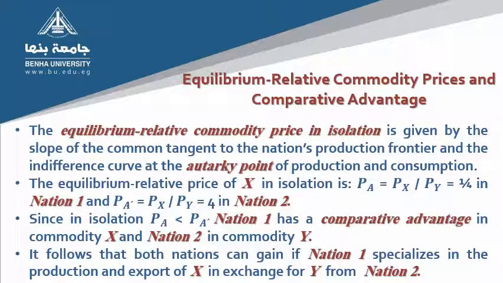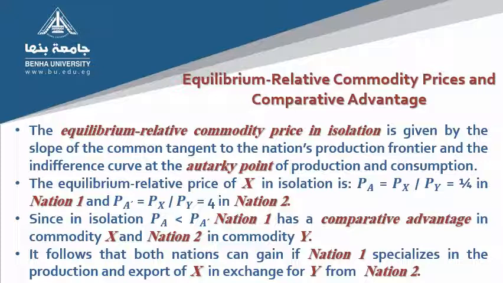Equilibrium relative commodity prices and comparative advantage. The equilibrium relative commodity price in isolation is given by the slope of the common tangent to the nation's production frontier and the indifference curve at the autarky point of production and consumption. Thus, the equilibrium relative price of X in isolation is PA = PX/PY = 1/4 in nation 1 and PA' = PX/PY = 4 in nation 2.